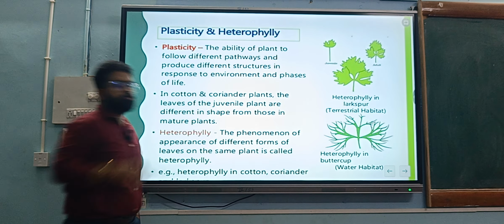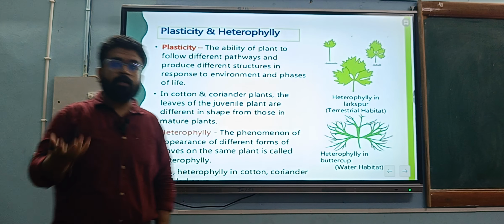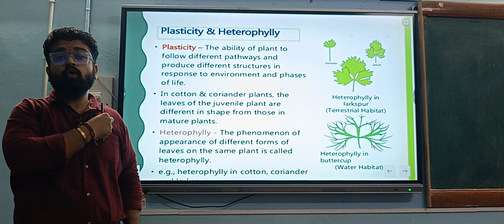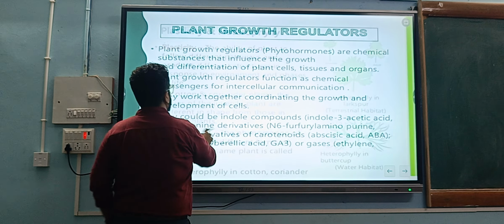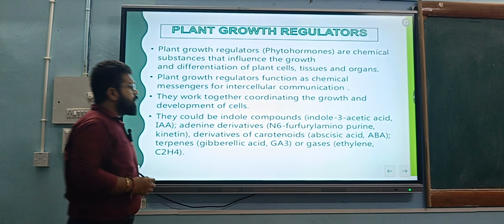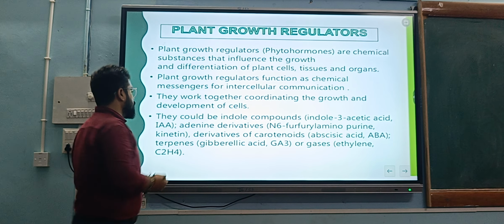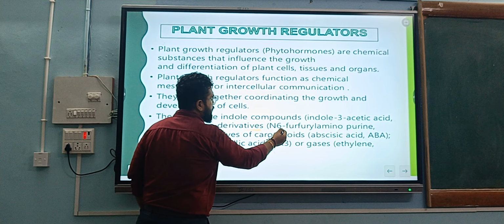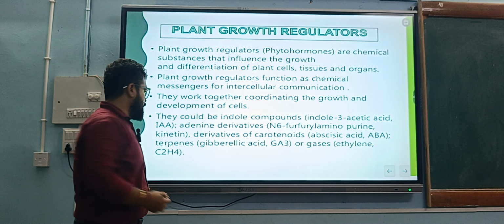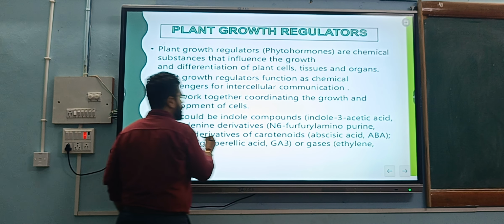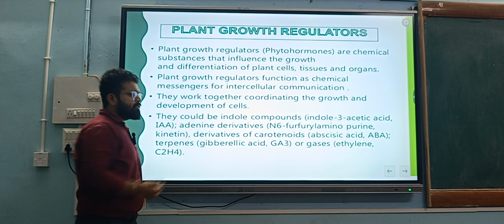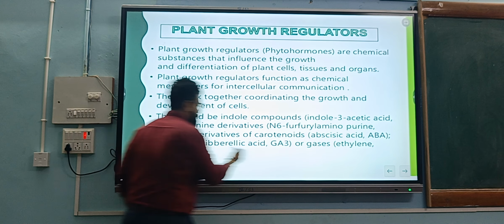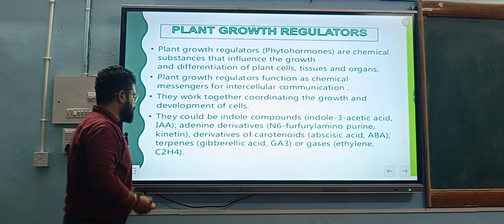In the last class, we spoke about the growth of the plant, the development of the plant, photorespiration, all these. So growth regulators will coordinate the growth and development of the plant. They could be indole compounds such as indole acetic acid, or adenine derivatives such as N6 furfuryl aminopurines, or kinetin, or derivatives of carotenoids such as abscisic acid. Then we have terpene derivatives such as gibberellic acid, or gaseous derivatives such as ethylene.